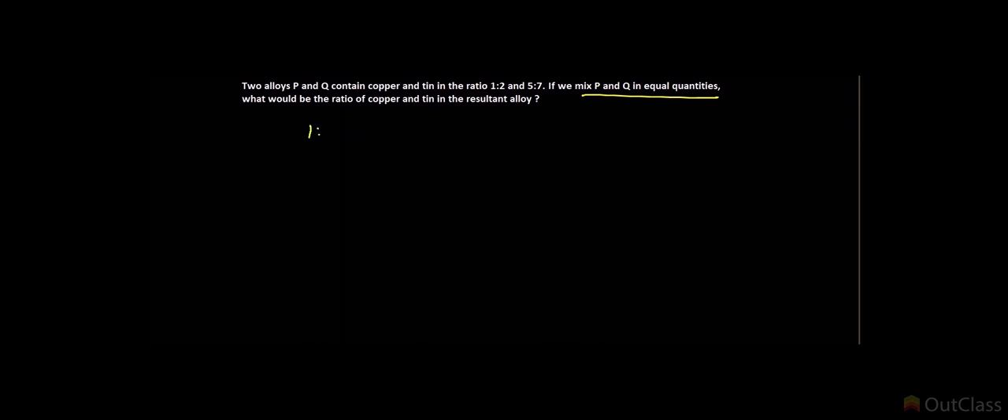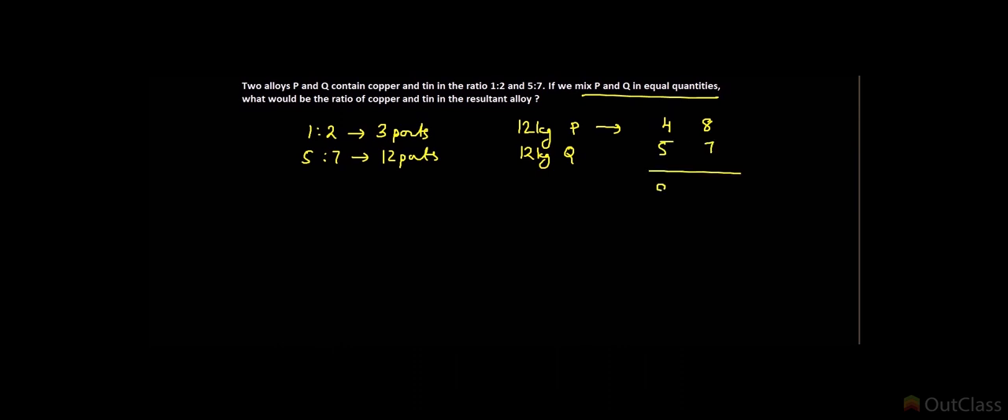You will see that 1:2 means the sum of the terms in the ratio is 3 parts, and 5:7 would be 12 parts. And what is the LCM of 3 and 12? That would be 12. So let's just take 12 kgs of P and 12 kgs of Q. This would give you 4 copper, 8 tin. This would be 5 copper, 7 tin. You just add it up, you'll get 9 copper, 15 tin. Simplify that, here the ratio 3:5.